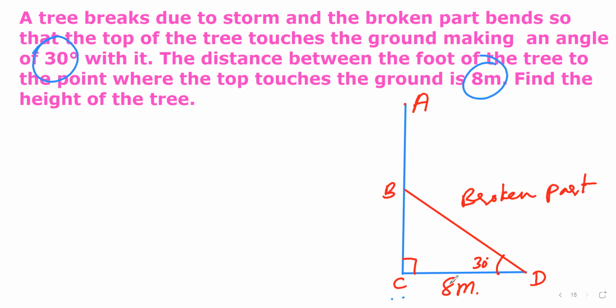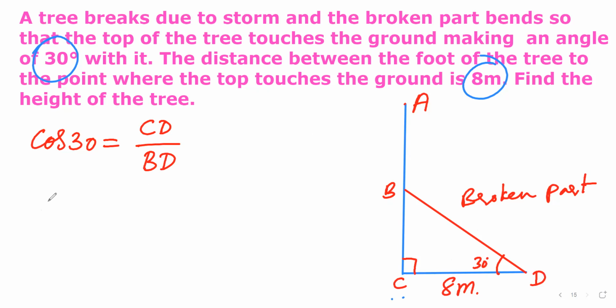So opposite by base, that is cos. So cos 30 equals, okay, here is the base. The base is what here? The CD. So that is CD divided by BD. That is the hypotenuse part. Right? So here basically we have to find out BD and CD.